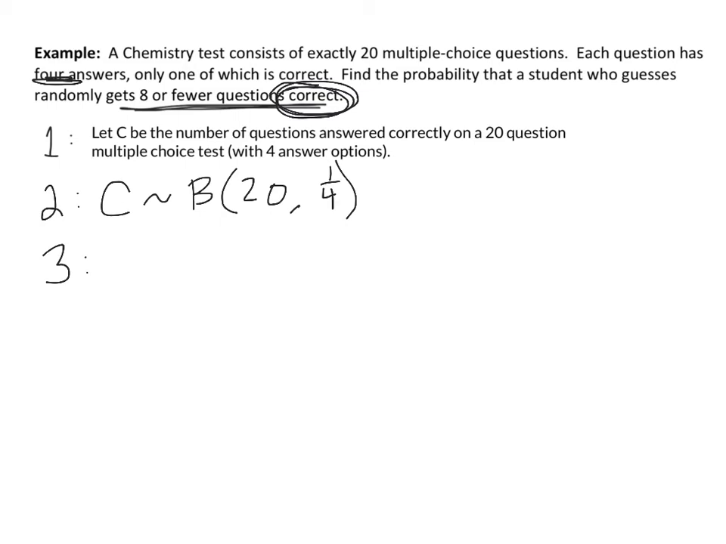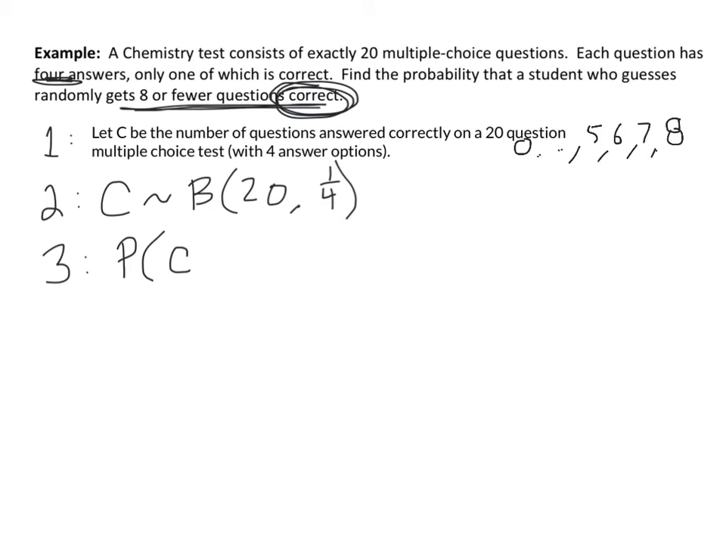Step 3 is where we write down the probability I want to find. I want to find the probability that C, the number of correct questions, and this next step is arguably the most important step of the entire problem. The symbol that I put right here is really, really important. You may think it's really easy. It is on this one, but we do need to take care. When I say 8 or fewer questions correct, what does that mean? 8 or fewer means that I got 8 correct, or 7 correct, or 6 correct, or 5 correct, or maybe I even got 0 correct.